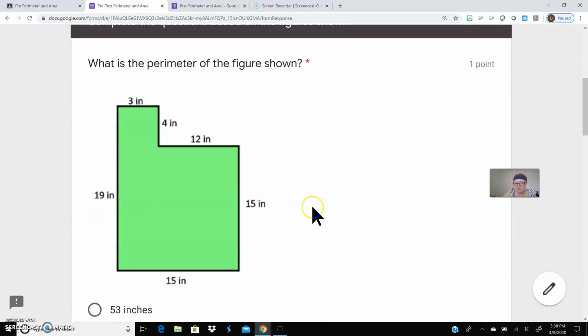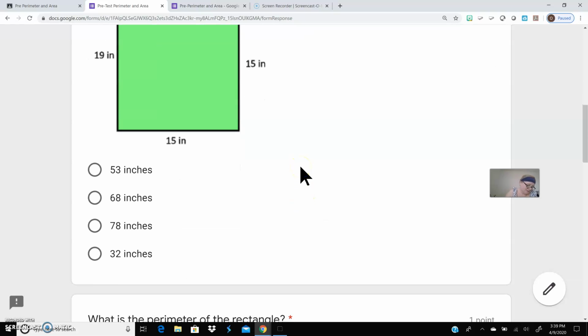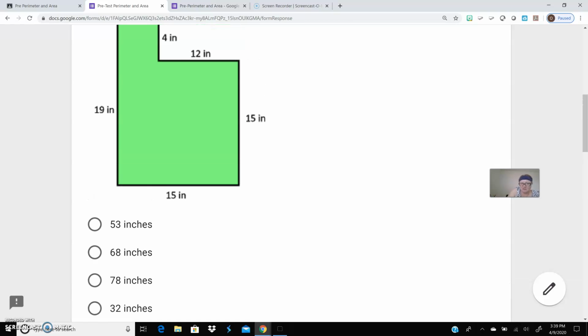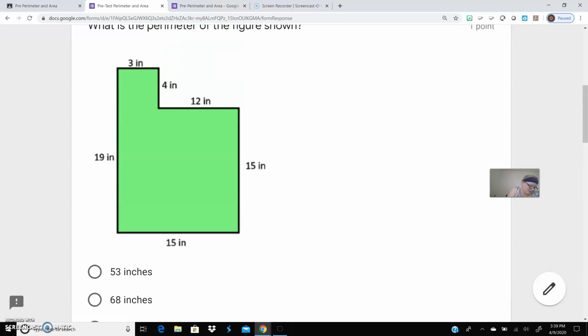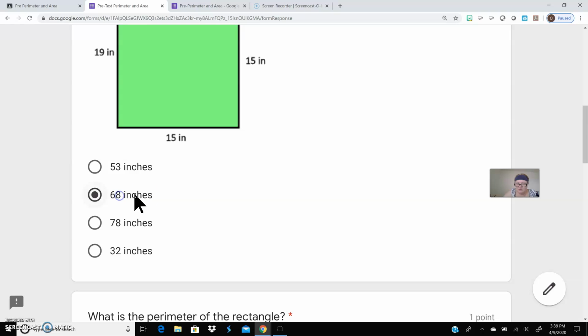What is the perimeter of the figure shown below? This looks like it's in inches. So again, I'm going to add all the sides. I'm just going to use my calculator for time's sake. So I've got 3 plus 4 plus 12 plus 15 plus 15 plus 19. Let me do it again because I did it wrong. It should be 68 though. We've got 3 plus 4 plus 12 plus 15 plus 15 plus 19. It should be 68. Here we go, 68.